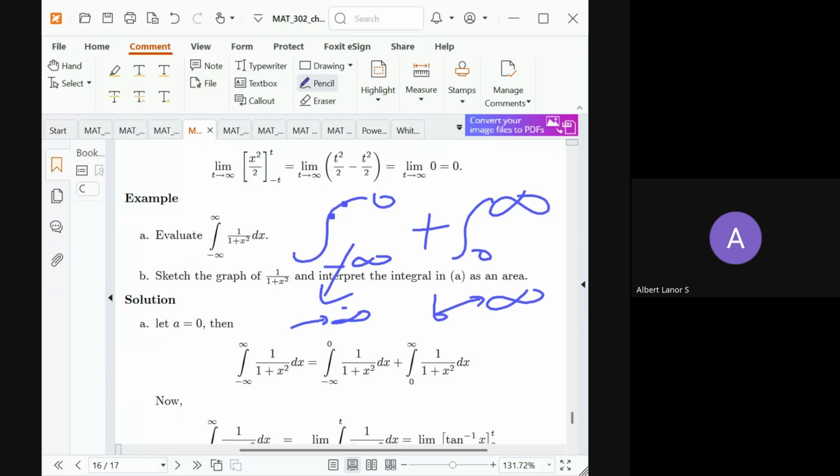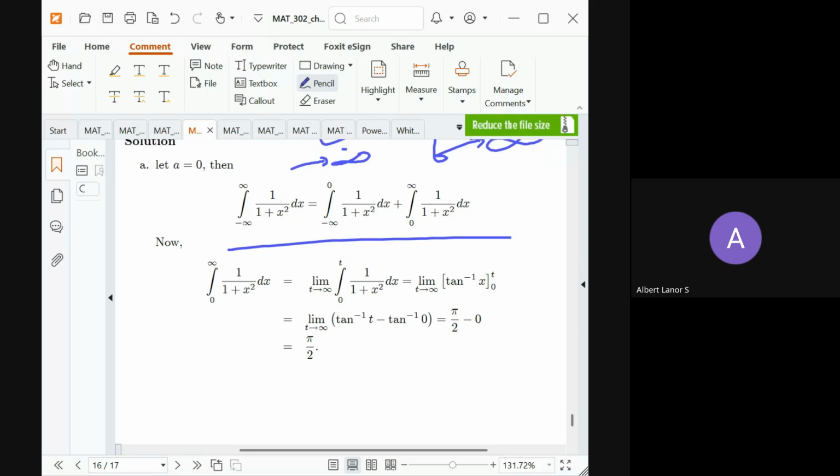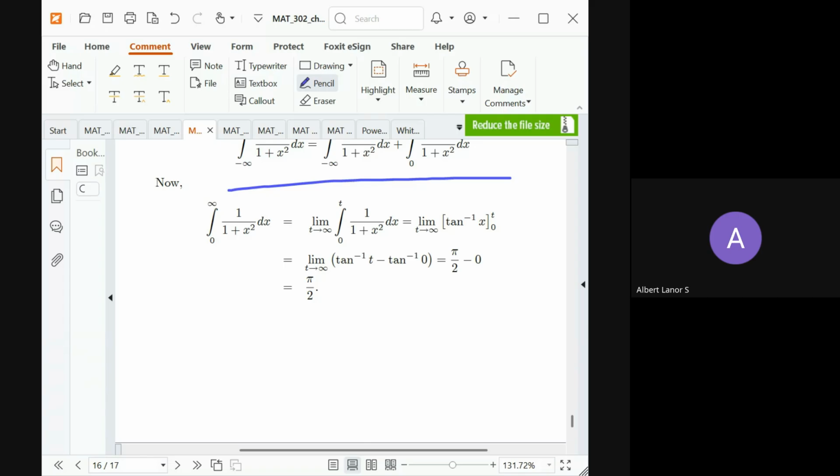All right, so we see them here. Let's break it at 0, to go from minus infinity to 0, then from 0 to infinity. You take them one after the other. Now here, when you integrate 1 over 1 plus x squared, you know that you have tan inverse of x from t to 0.